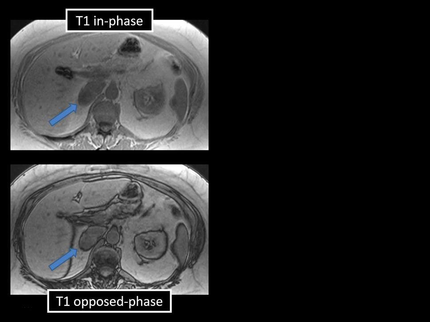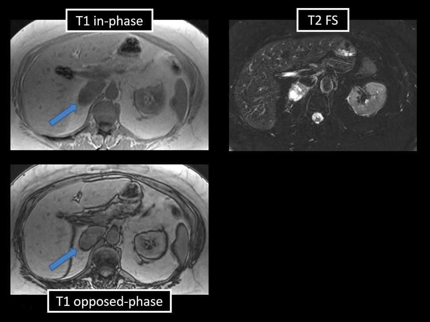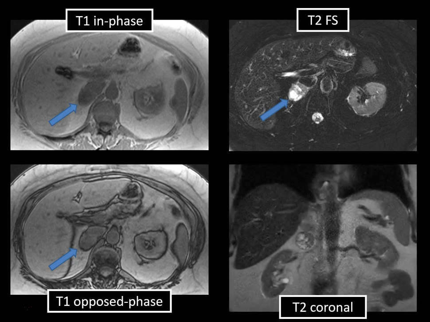Incidentally, you could see some susceptibility artifact on the in-phase image in the region of the gallbladder fossa corresponding to cholecystectomy surgical clips. If we look at the T2 fat-suppressed images, this mass looks cystic and solid. These T2 bright areas indicate a cystic or even necrotic component, with the hypointense areas representing solid tissue. And these coronal T2-weighted images without fat suppression show the same thing, a mixed cystic and solid mass.